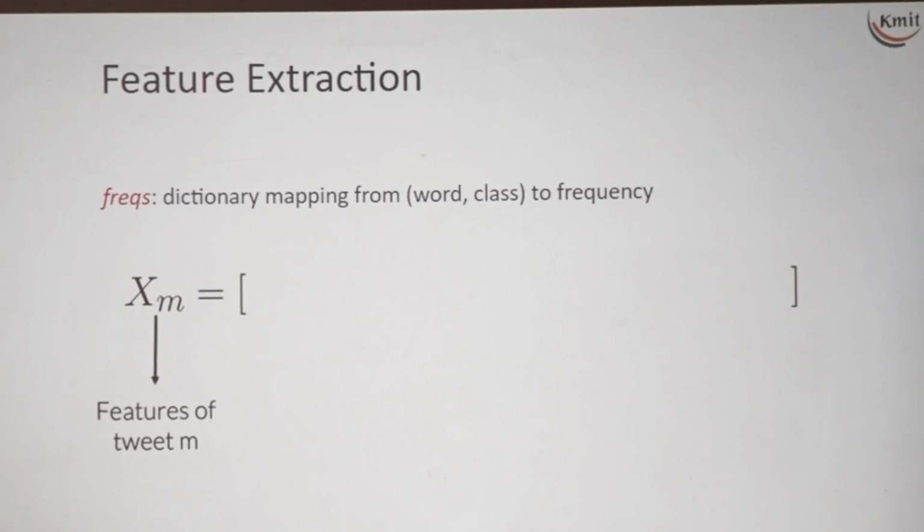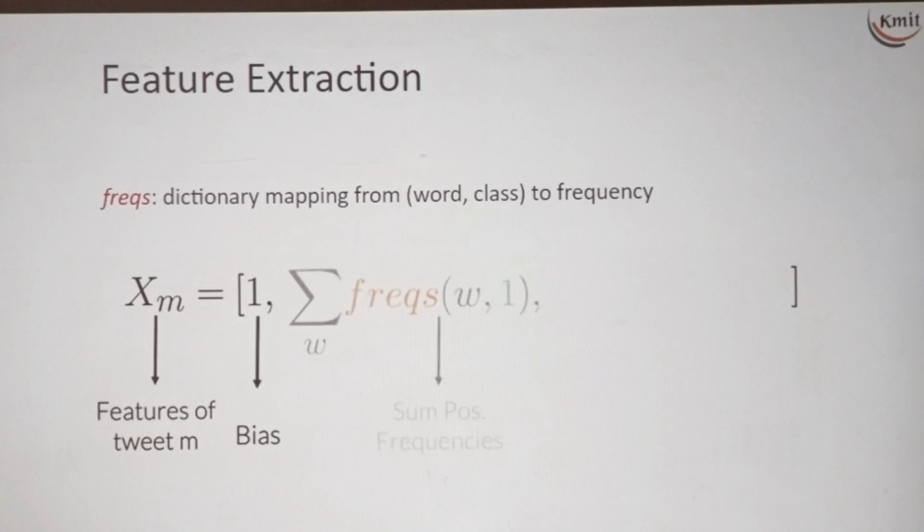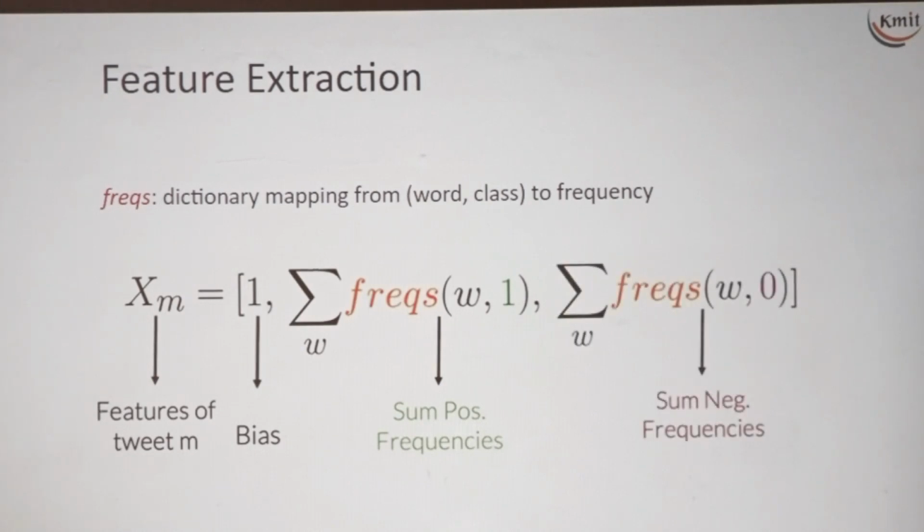Input feature of the tweet M is a 3-element vector. The first is the bias term that I am going to take as the token. The second term is the sum of positive frequencies. This is nothing but how many times that word has occurred in the positive tweets, summing all the positive frequencies. And the third term is the sum of negative frequencies: the same word, how many times it has occurred in the negative tweets.